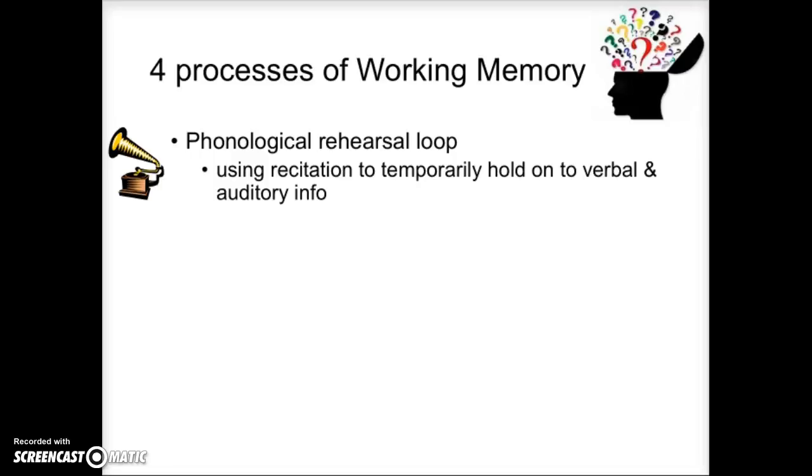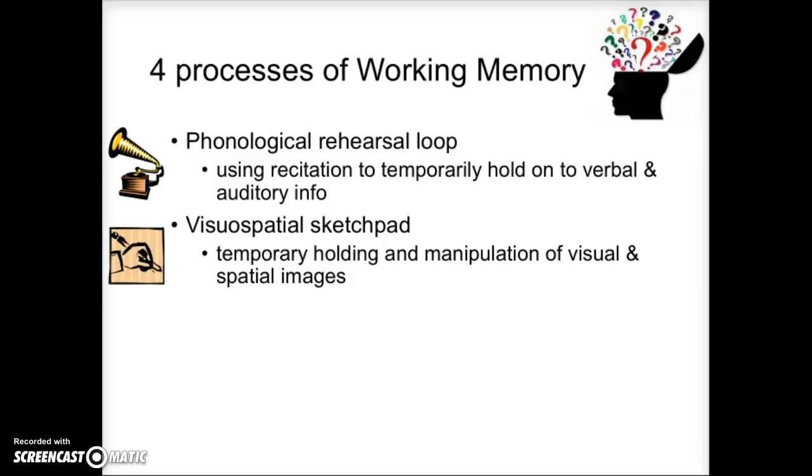So when you look up a phone number and then you say it over and over in your head as you go to the phone, you're using your phonological rehearsal loop. When you're thinking about a song, da da da da, over and over in your head, that's going to be some auditory information on the phonological rehearsal loop. Sometimes it's helpful to think about this like a record that can play verbal or auditory information over and over in your head. So part of what working memory is doing is thinking about information that can be easily verbalized or heard.